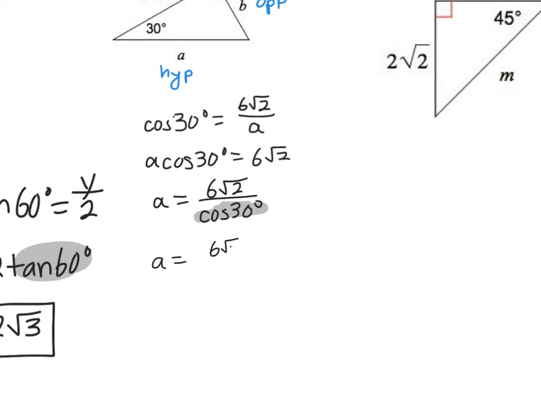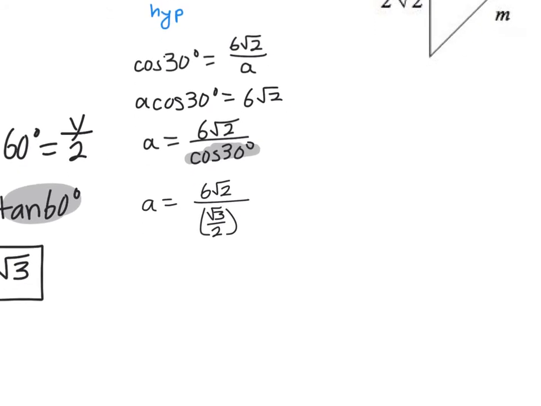So it's 6 root 2 divided by root 3 over 2. Remember, when you divide by a fraction, we actually have to multiply by the reciprocal. So it's 6 root 2 times 2 over root 3. Here, we can multiply the 6 and the 2 because those are non-square roots. So that gives us 12 root 2 divided by root 3.